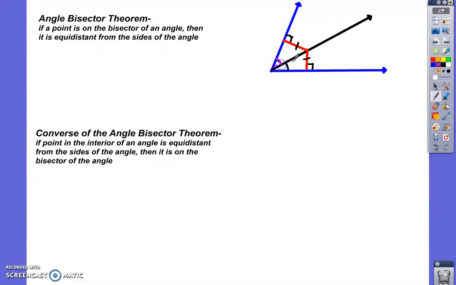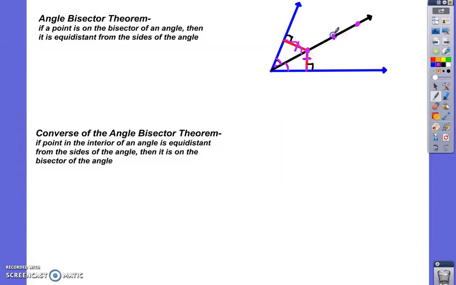Notice the congruent marks, this angle congruent to this angle. That means that we're dealing with an angle bisector. Then, if a point is on the angle bisector, any point that we pick on here, it is equidistant from the sides of the angle. Remember, an angle is made up of two rays, so this distance is the same as this distance. That's why we have these congruent marks here.